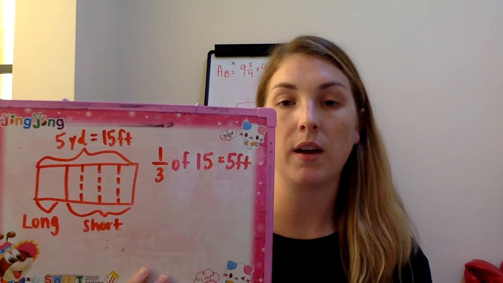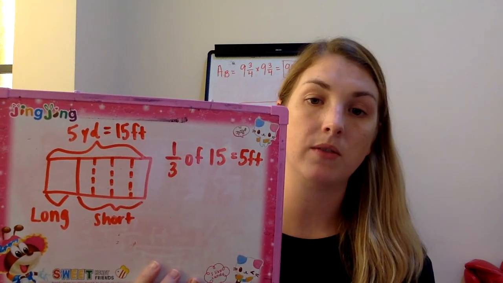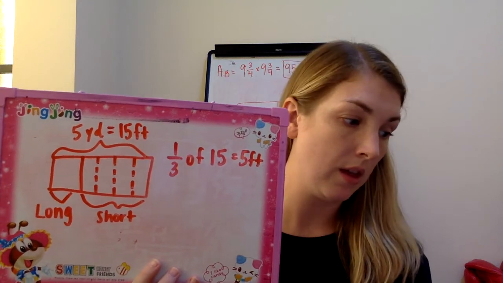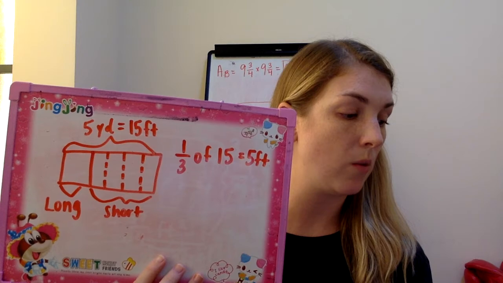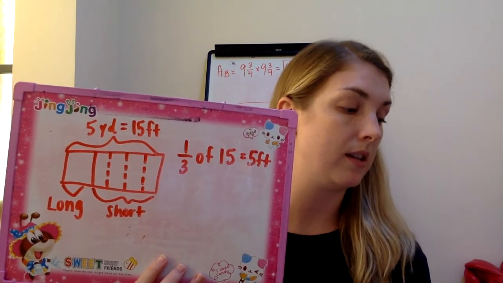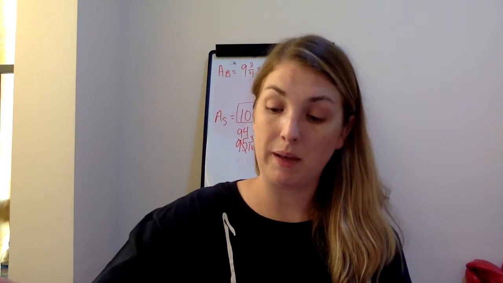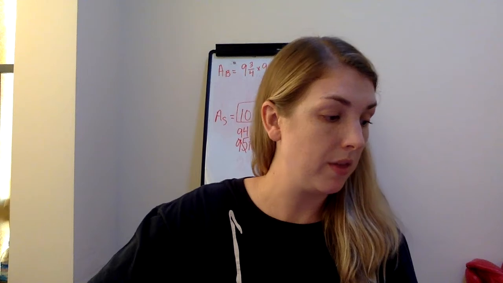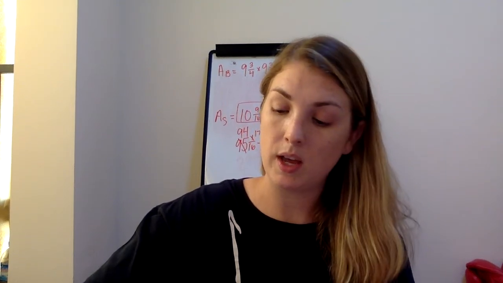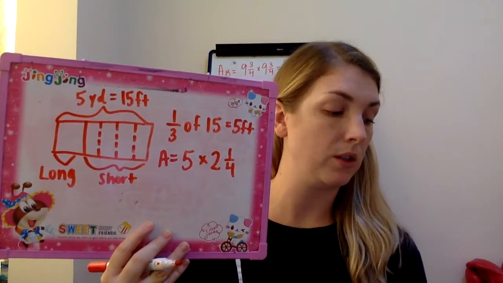So to find the area, we need to do length times width. So we have just found 5 feet as the length. Now we need to look back into the problem and find out what the width is. And I'm seeing here it says 2 1/4 feet wide to make the curtains. So now I know my length is 5 feet. My width is 2 1/4 feet. So to find that, I'm going to multiply the 2 together.